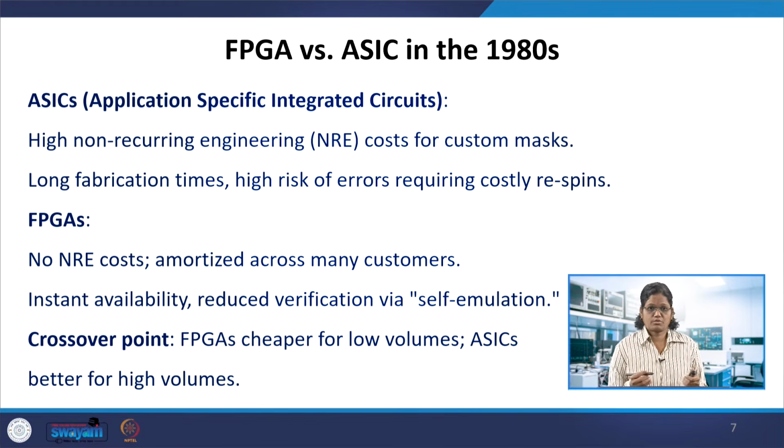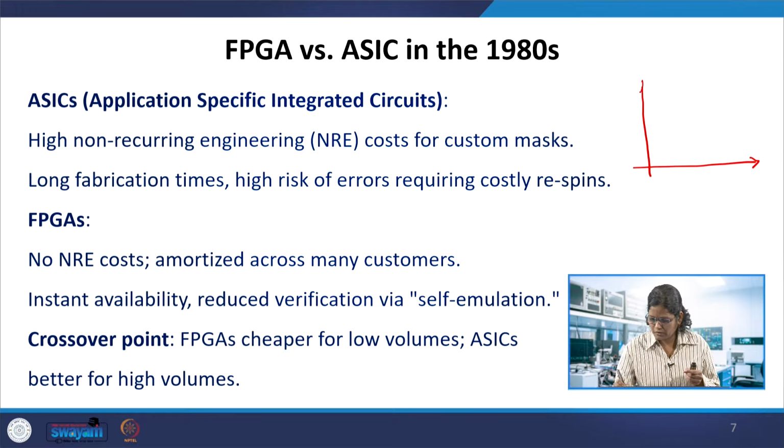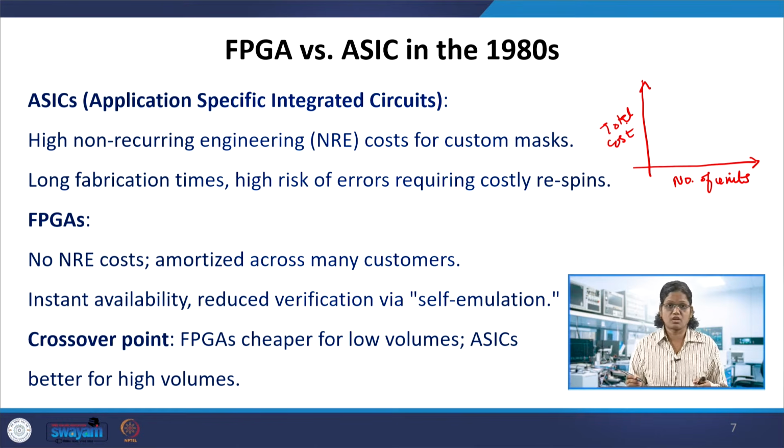Also, there is a crossover point. FPGA is cheaper when we have low volumes, that is, when the number of units is less. When we buy units in smaller numbers, then it was cheaper. But ASICs are suitable for larger units, or for higher volume devices. So if we take units versus cost, this is the number of units, and here is the total cost for this device, to understand what the crossover point is.